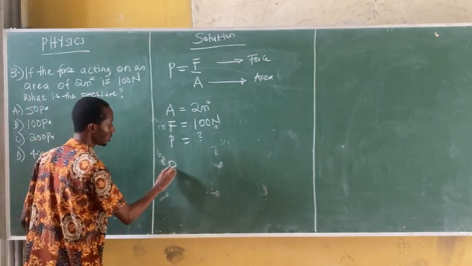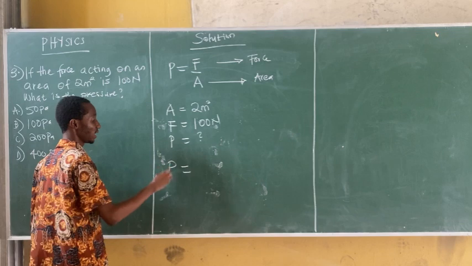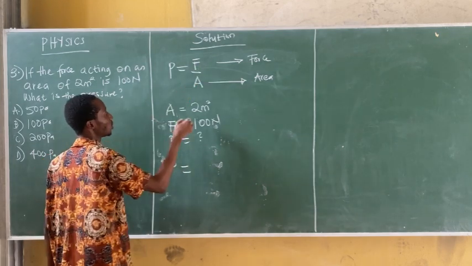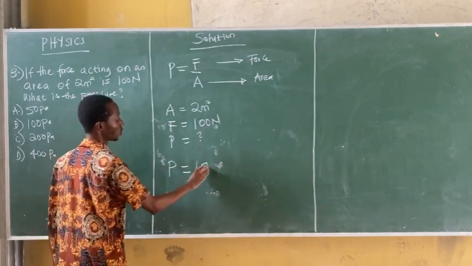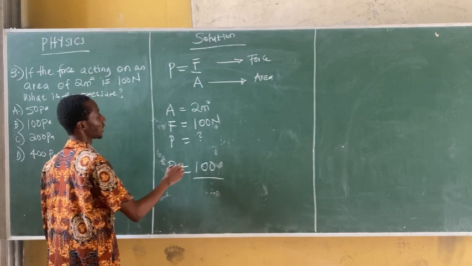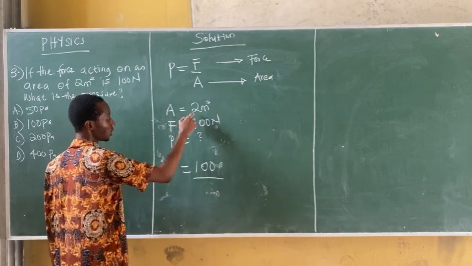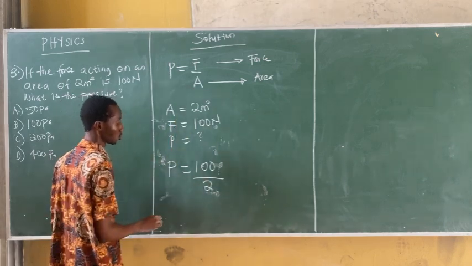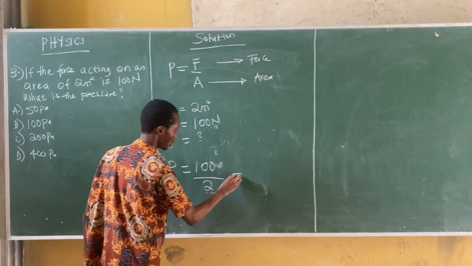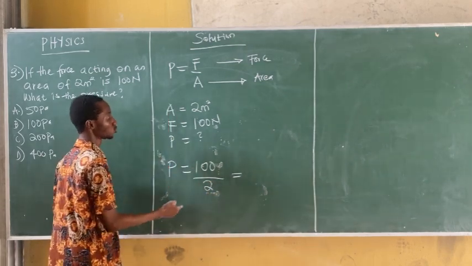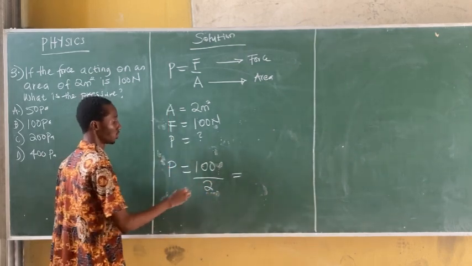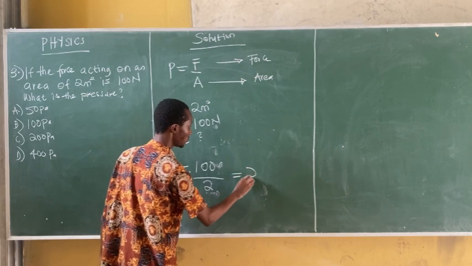So we have P = F/A. Instead of writing F, we replace it with this value, 100 divided by A. The value for A is what? 2. So 100 divided by 2 will give us 50.